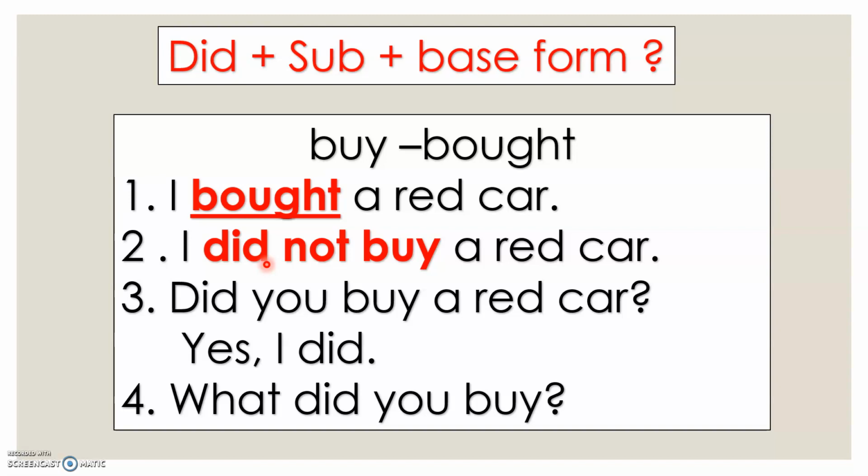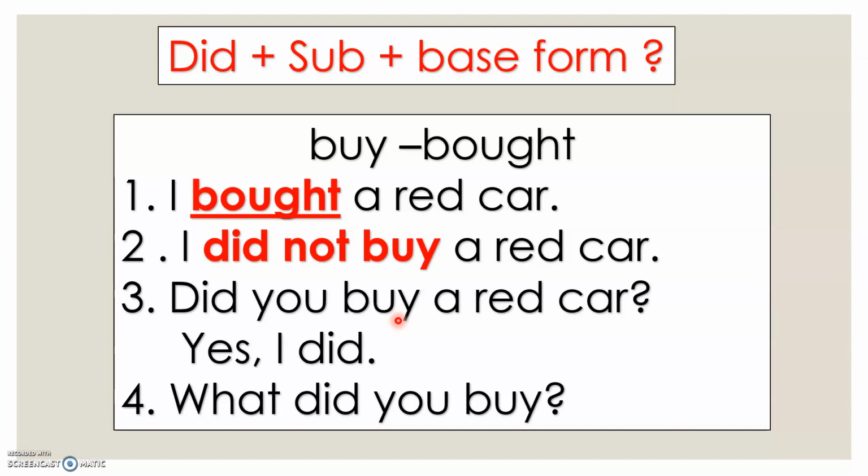How do we make the yes or no questions? Super easy. We start with did, then the subject. I'm asking you, did you, then the base form of the verb. Do we say did you bought? No. Did you buy a red car? Yes, I bought a red car last week. Or no, I didn't buy a red car last week.